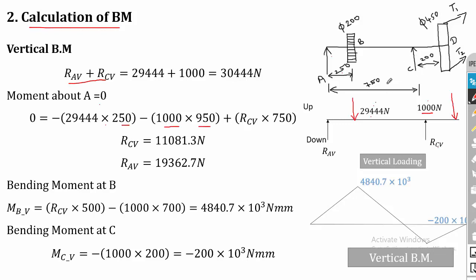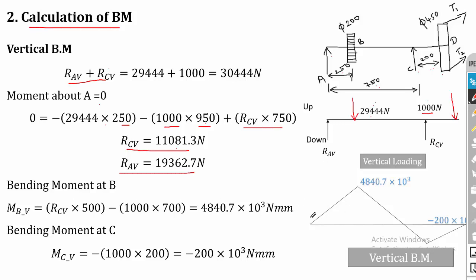So from A to C it is 750 and from C to D it is 200. So 750 plus 200 is equal to 950. Then RCV is acting in the counterclockwise direction. So RCV into 750. So if you solve this equation, you will get RCV value and you can substitute this RCV value in the first equation and you can calculate the RAV value.